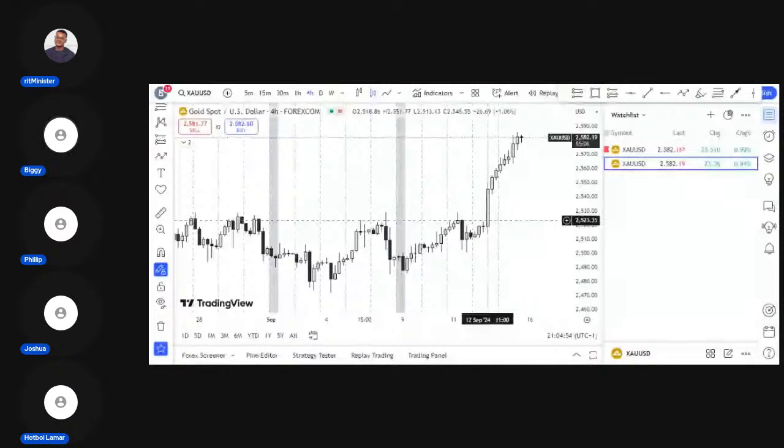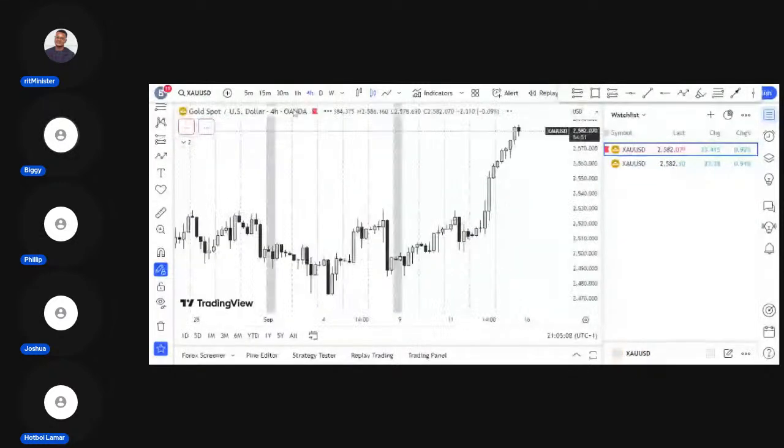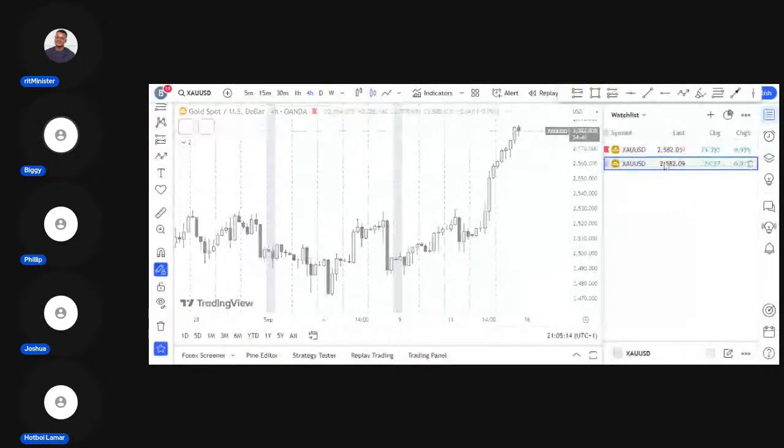All right. So let me continue then. I was saying that you can see on my chart here we have two brokers that I like, two gold charts here. One is from the Oanda, which I know that a lot of you guys use. The second one I use is also forex.com.